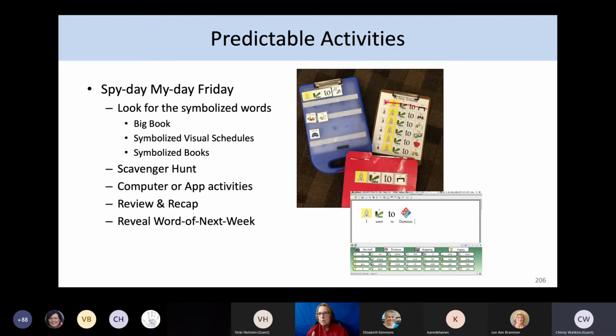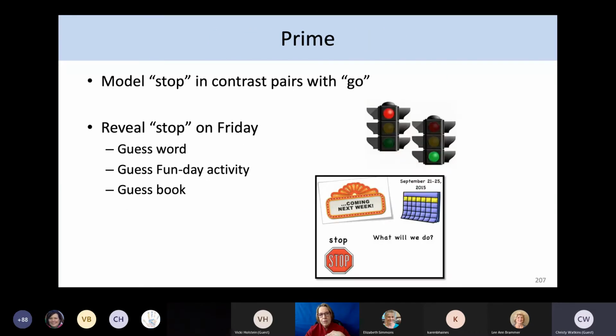She's going to build some of that more rigor into the lesson, asking their opinions about what they liked, what they didn't like. And then she will do the reveal of the word of next week. And so they start to guess, can you predict what we might do next week? We have our chart here. What do you think would be a good word to do next week? Starting involving kids in that kind of thinking and problem solving.